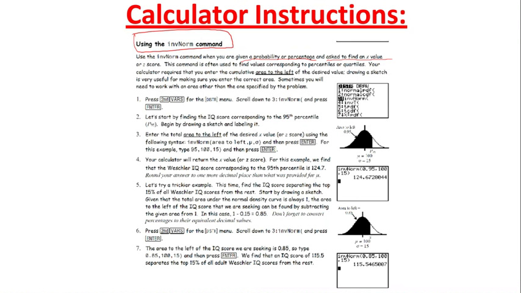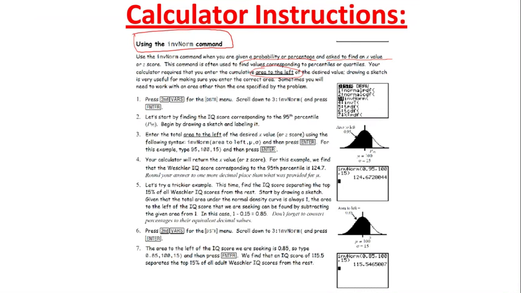Now, when you do this, you need to enter in an area. And when we enter in the area, it has to be the area to the left. So if you remember, in the table values, if we wanted just the table value, we did the area to the left, versus the area to the right would be 1 minus the table value. We have to do a little manipulation on some of these to make sure that whatever we type in represents the area to the left of the value.